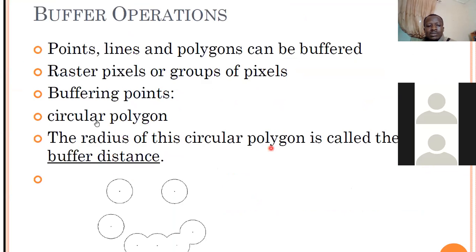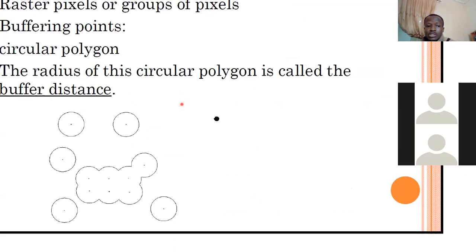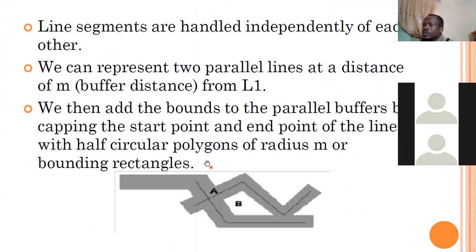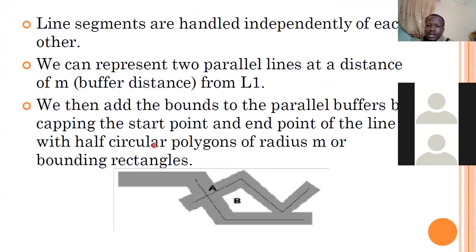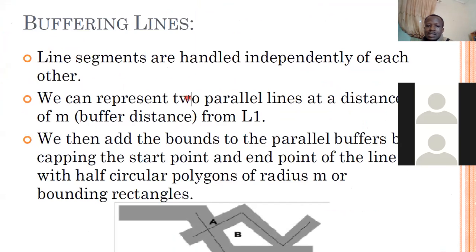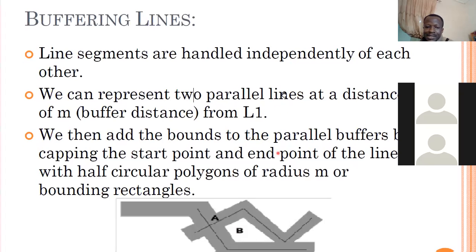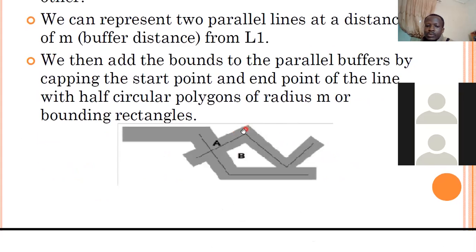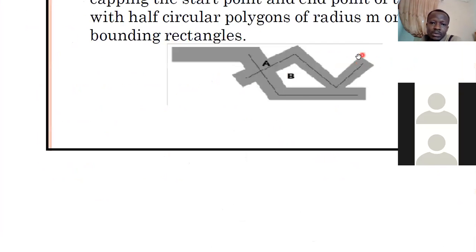Buffering points creates circular polygons, and the radius of the circular polygon is called the buffer distance. I think we talked about that. I've touched on that already. This is a linear polygon, a line polygon. When you buffer lines, we offset or create parallel lines to the line, and then we cap the bounds. So we create two parallel lines, then you join them up with a cap. All right, and that's it. We're done.